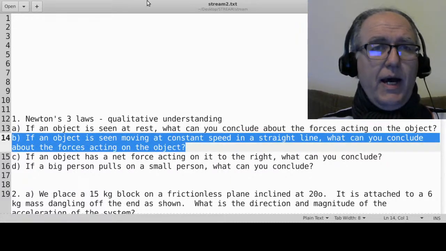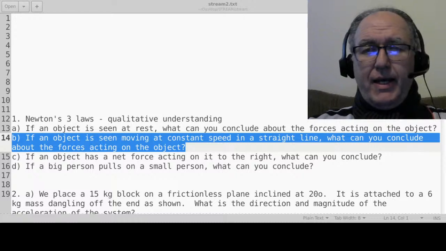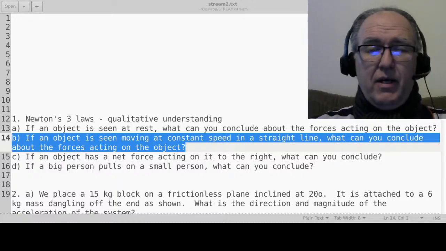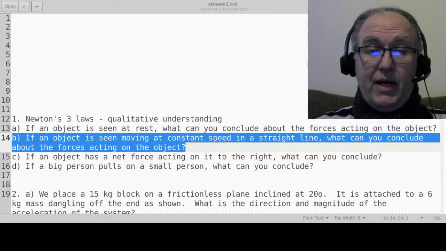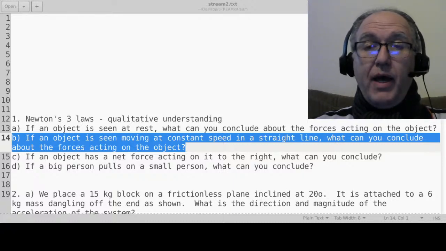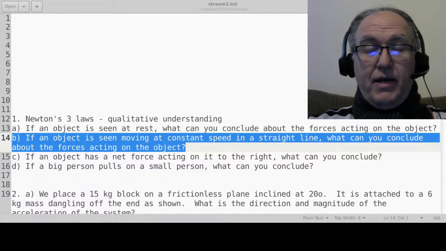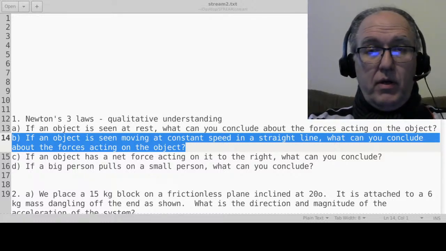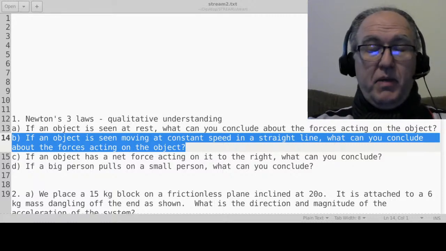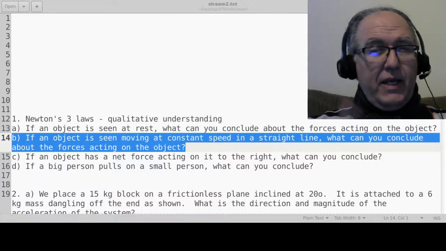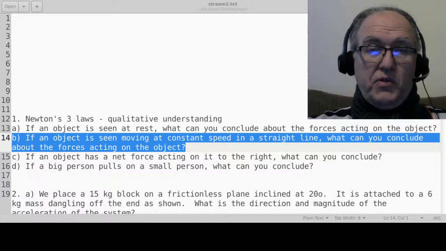With a multiple choice test, what would I do? I would have all different possible things that you might conclude, things that are absurd, and then you'd have to pick the right one. So if an object is seen moving at constant speed in a straight line, what can you conclude about the forces on the object? Well, it's also the first law, isn't it? Because if the net force is 0, then an object which is moving at constant speed in a straight line continues moving at constant speed in a straight line. So you see this object moving at constant speed in a straight line, and you can conclude that the net force is 0.